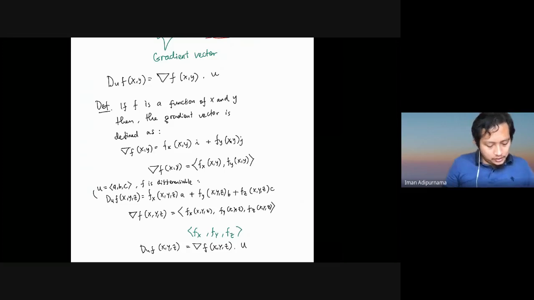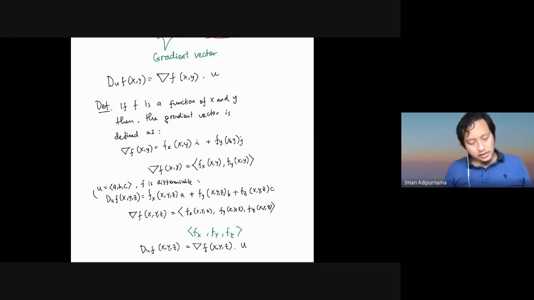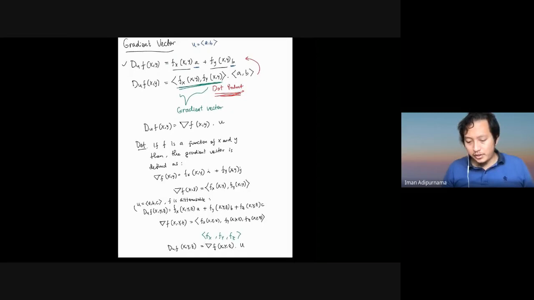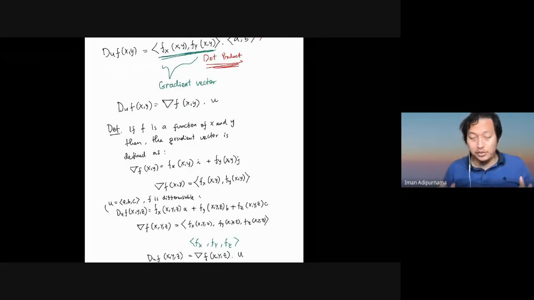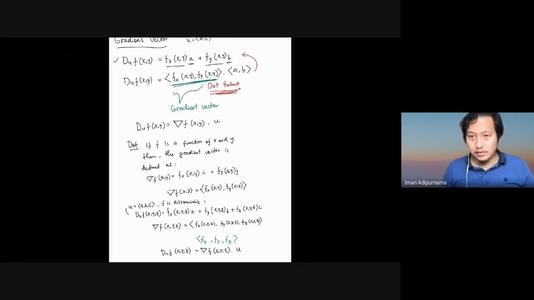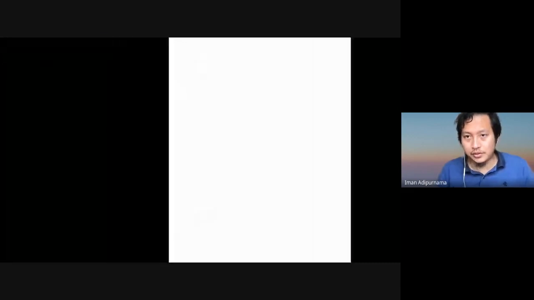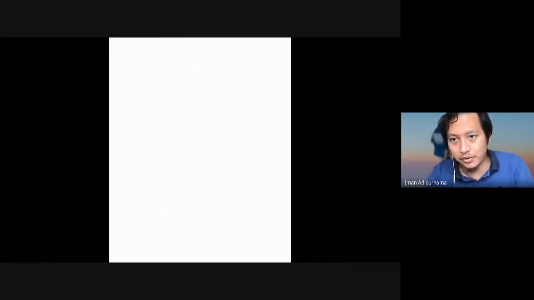You can look at the examples. Well, let me just write the example for you and see if you understand how to use the directional derivative. Okay. If you have any questions, you can just type in your chat box.